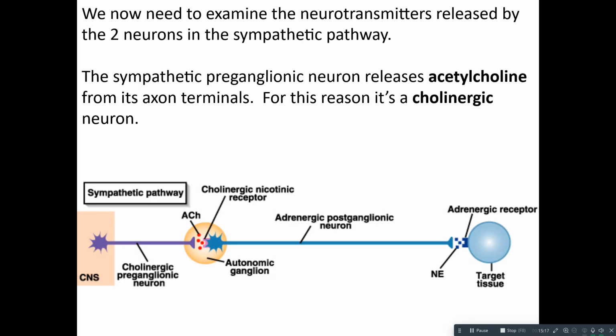What I want to do now is look at the neurotransmitters involved. So, remember, two-neuron pathway always. This is my sympathetic in this picture here. Got my short preganglionic meeting my longer postganglionic in a neighboring ganglion. Notice that the sympathetic preganglionic neuron is releasing a neurotransmitter called acetylcholine. And because this neuron releases acetylcholine, it's called a cholinergic neuron.